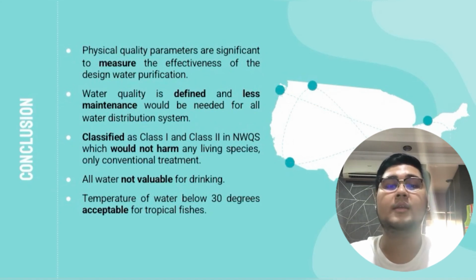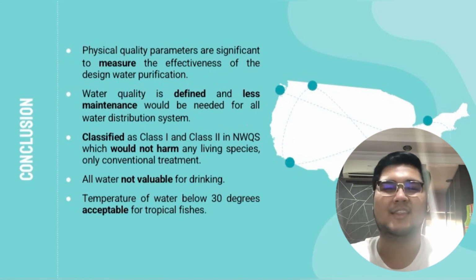Then all water is not valuable or not suitable for drinking as it has high turbidity. So the temperature of the water is below 30 degrees Celsius and is acceptable for tropical fishes to live. And lastly, all the objectives were achieved.